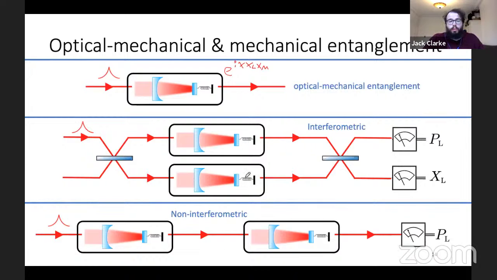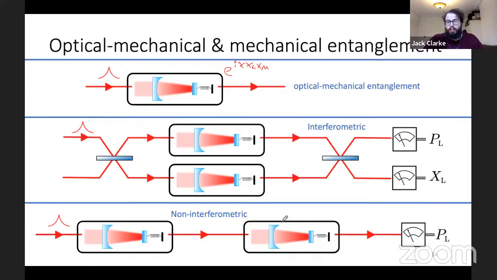And we do that in two ways. The first way is an interferometric design. So you have an oscillator in each arm, and then you do homodyne measurements at the output. And then the other design is more linear. It's a non-interferometric design. So you interact with one oscillator first and then the other one later.